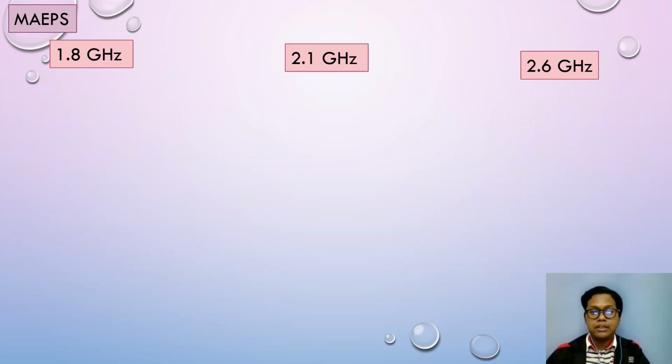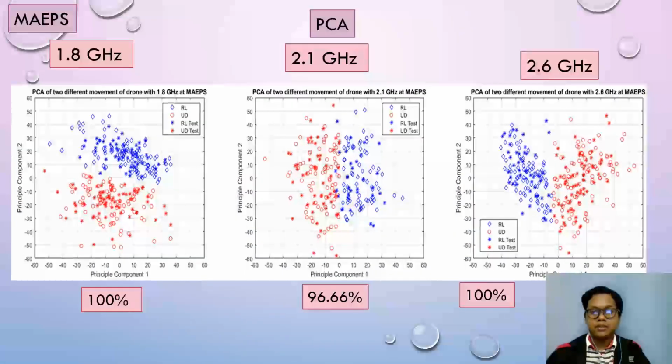And as for the classification, 1.8 GHz and 2.6 GHz achieve total classification of 100%, while 2.1 GHz only achieves 96.6% due to the lack of telco providers at 2.1 GHz, and this can be proved in NEMO Handy.